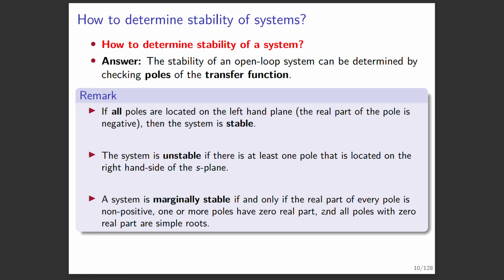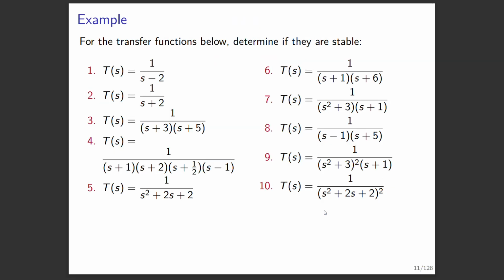What does simple root mean? It's the opposite of being repeated. So there are no repeated poles. Okay, let's see these examples. Pause the video and write down on a paper, based on the definitions of the previous slide, which one of these systems is stable, which one is unstable, and which one is marginally stable.